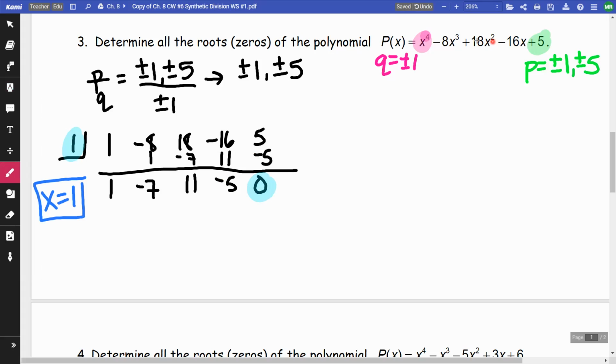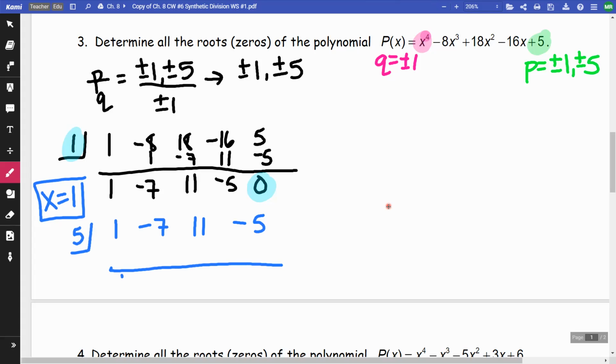So now it was a degree 4. This depressed polynomial is now going to be a degree 3. So I'm going to use the 1, -7, 11, and -5. And I'm going to do another synthetic division. Now, if 1 worked before, it could work again. Okay. Let's say that I try a 5. Let's just see what happens with 5.